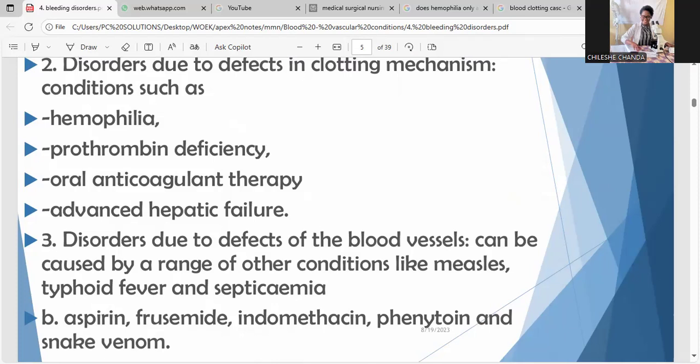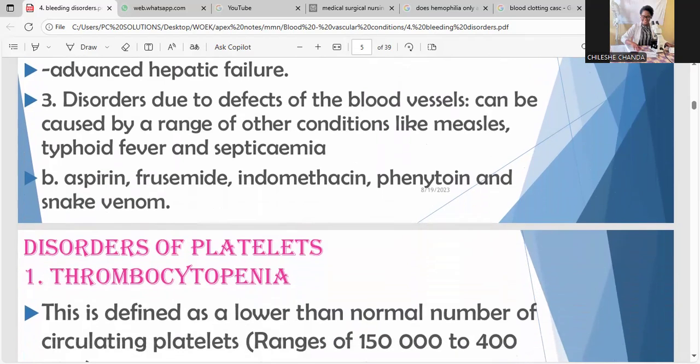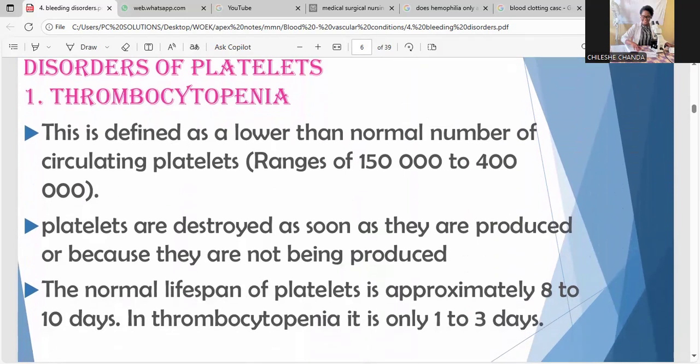The third group are disorders due to defects of the blood vessels. This is where some components of the blood vessels are not working the way they should. These can be as a result of conditions such as measles, typhoid fever, and septicemia. Other causes may be drugs such as aspirin, furosemide, and methazine. So let us start looking at these bleeding disorders one by one.